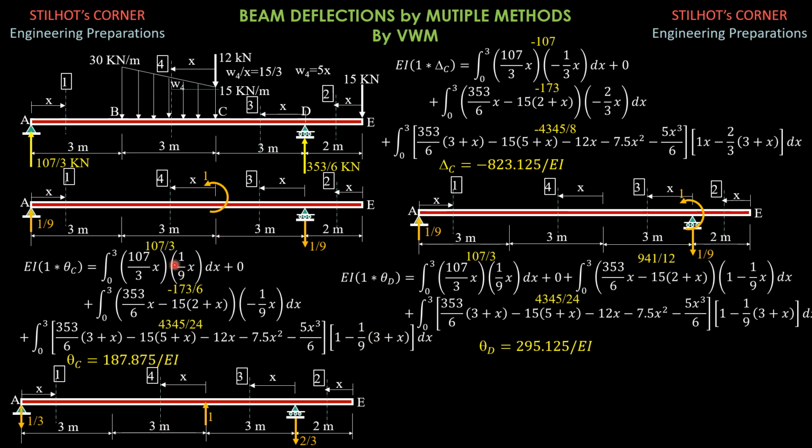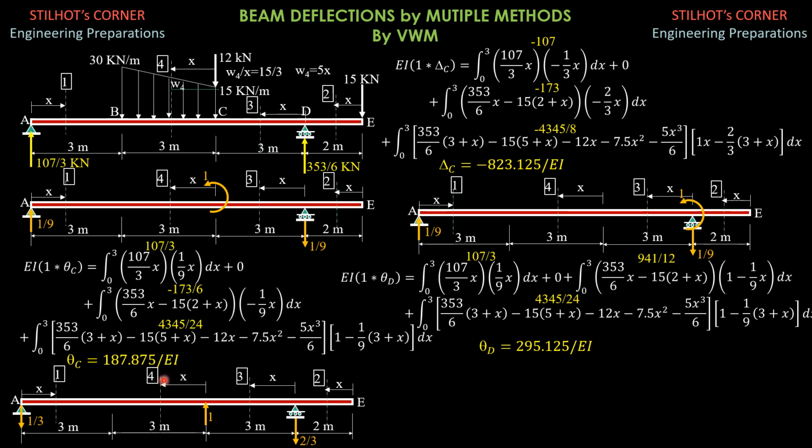So using your high-tech calculator, the value of the first integral is 107 over 3, second integral negative 173 over 6, and the last integral 4345 over 24. So combining 107 over 3 minus 173 over 6 plus 4345 over 24 is 187.875 over EI for theta C as before.